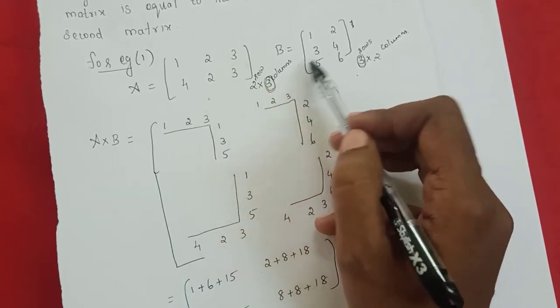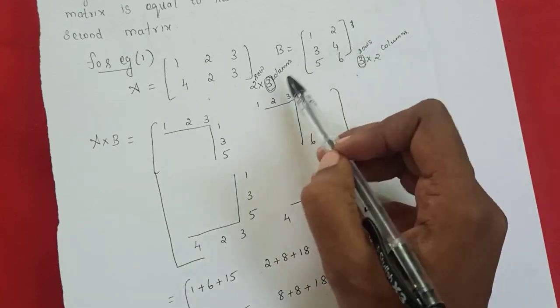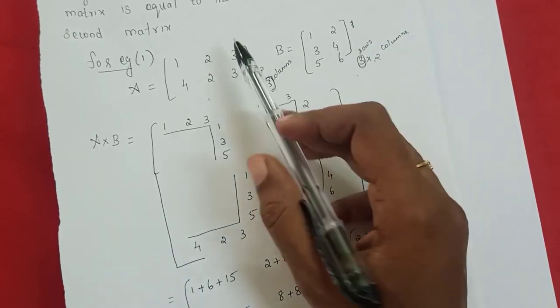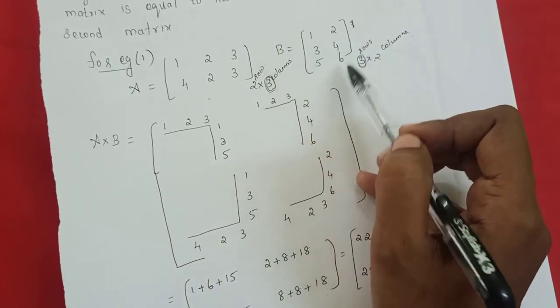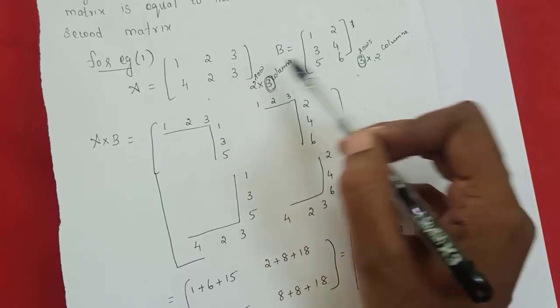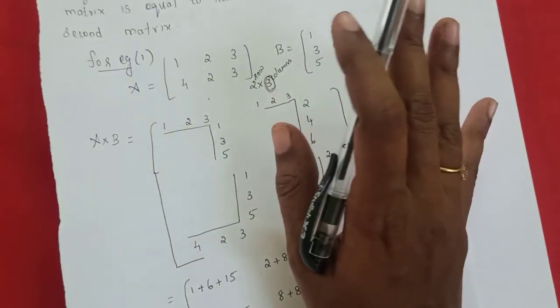Here 2 rows, 3 columns. Here 3 rows, 2 columns. So the number of columns in the first matrix is equal to the number of rows in the second matrix. Then only we can multiply, otherwise we can't multiply.